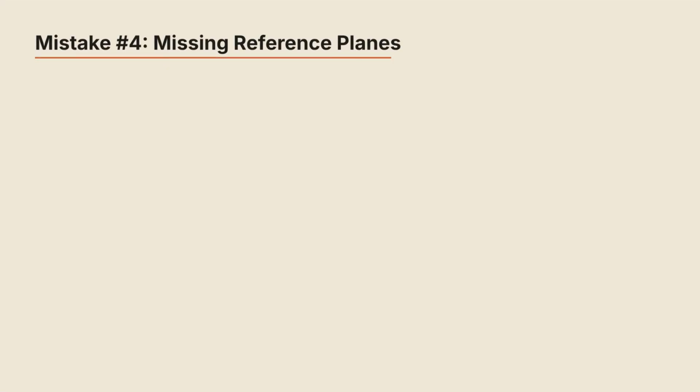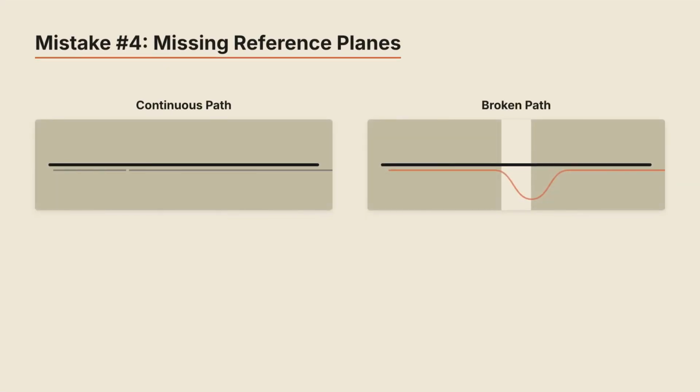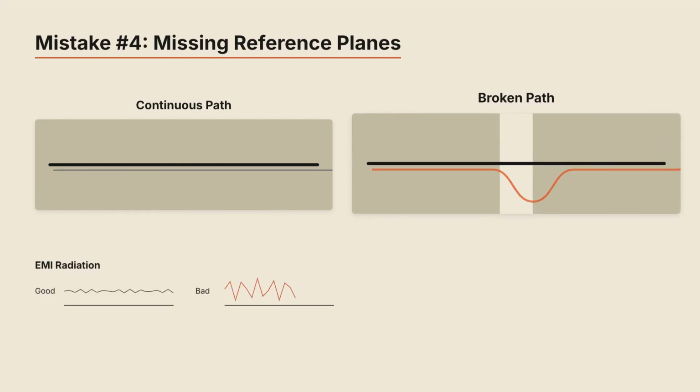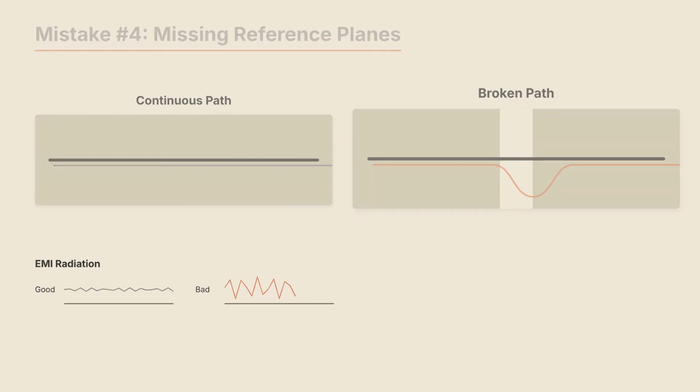Every signal needs a return current path. Routing high-speed signals without a continuous reference plane can increase EMI and degrade signal integrity. Always provide an uninterrupted reference plane beneath critical signals. Without a proper return path, your signals will find their own way back, often creating noise and crosstalk that can be incredibly difficult to debug after manufacturing.